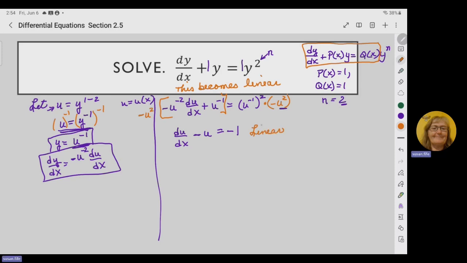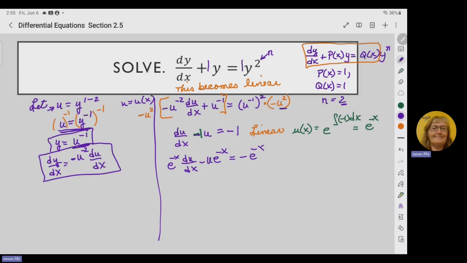And to solve a linear equation, we use an integrating factor, mu of x equals e to the integral of the coefficient of u, that's going to be negative 1 dx. That gives us e to the negative x. So I'm going to multiply through by e to the negative x to get e to the negative x du dx minus u e to the negative x equals the opposite of e to the negative x.